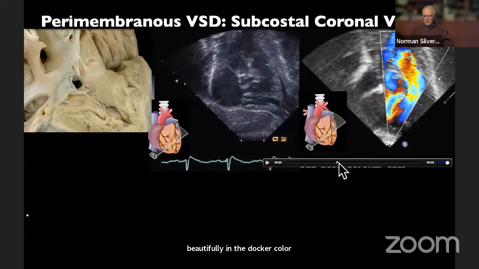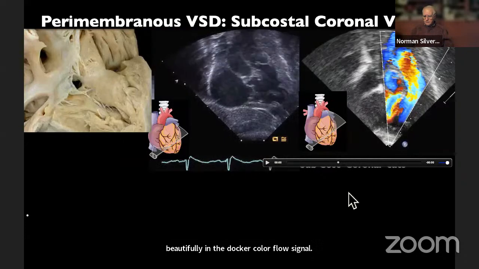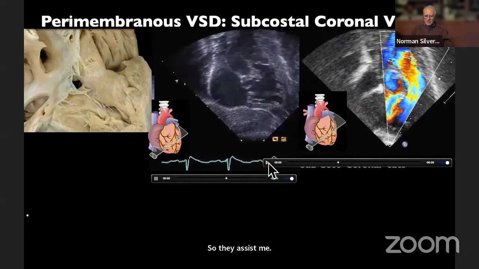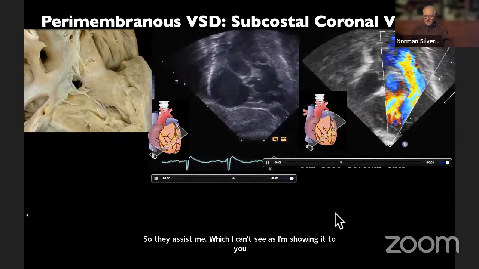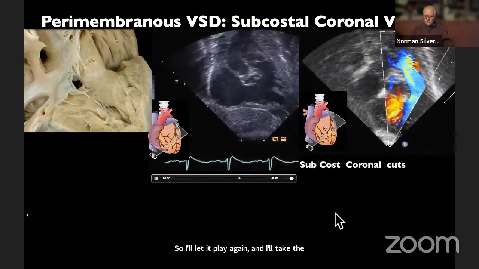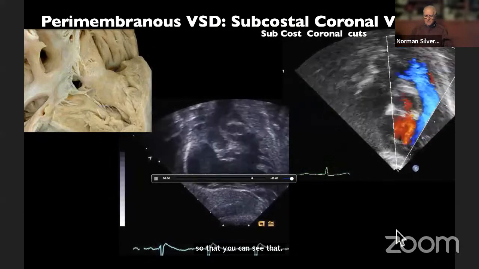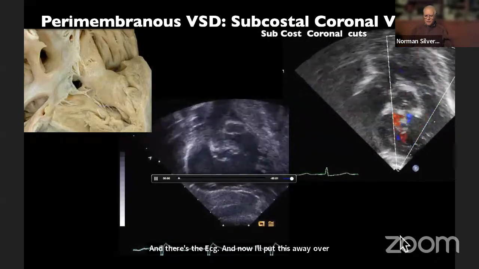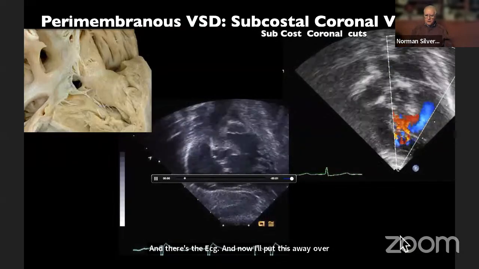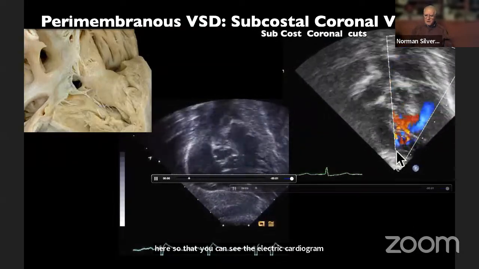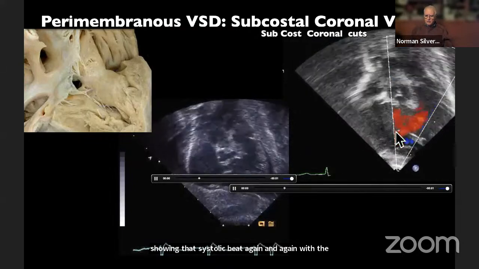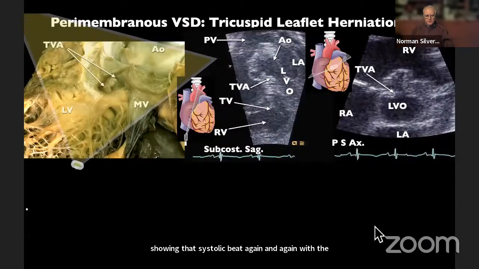So there's systole, which I can't see as I'm showing it to you. So I'll let it play again, and I'll take the labels off so that you can see that. And there's the ECG. And now I'll put this away over here so that you can see the electrocardiogram showing that systolic beat again and again with the flow coming across the defect in systole.